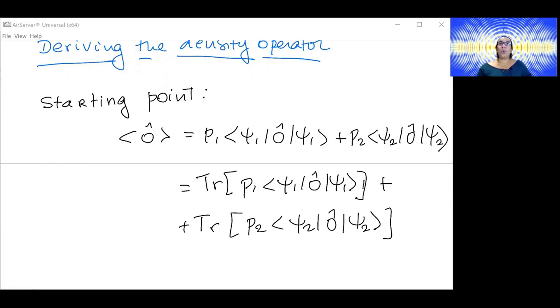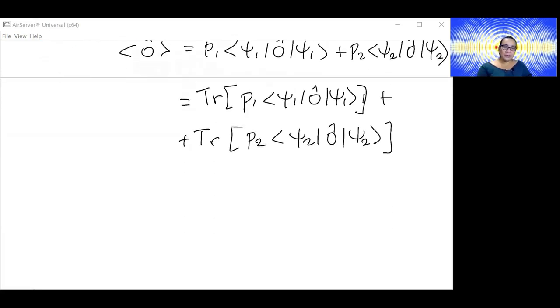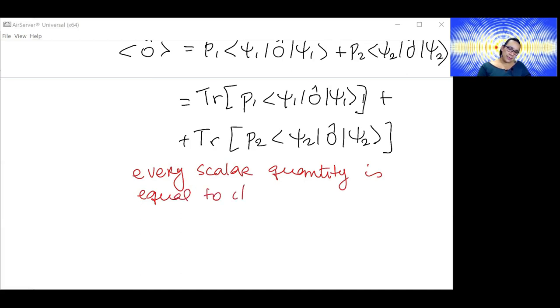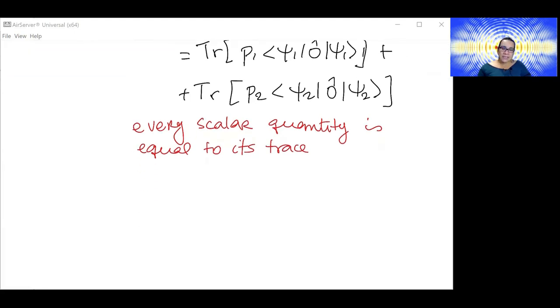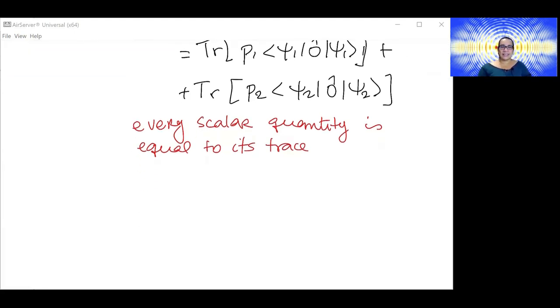Now, why do we care and why do we need to do this? It looks like complicating the matter, right? So here we use that every scalar quantity is equal to its trace. So we use this because we want to have a look at cyclic invariance and linearity.